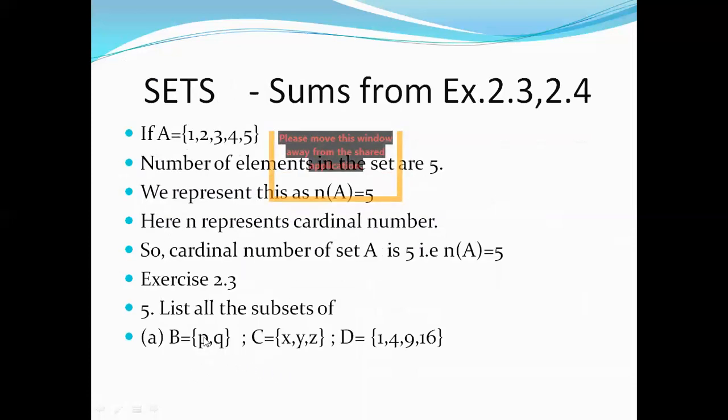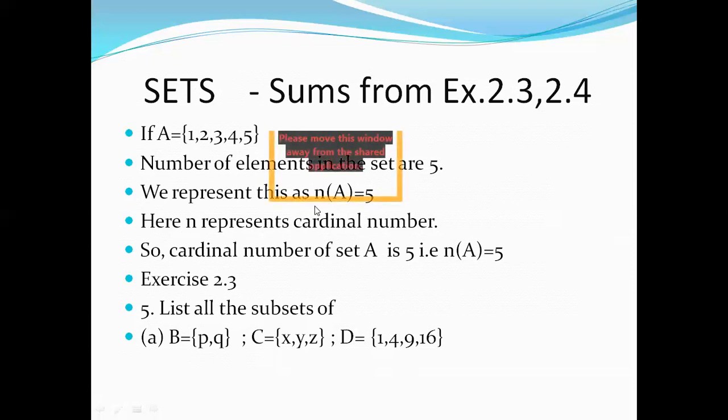Now see, A is equal to 1, 2, 3, 4, 5. Then here how many elements are there in this set? Total 5 elements are there. So this we can represent in another way, that is n. This small n, you see here, that is n of A. Here small n represents the number of elements of set A. This totally represents the number of elements of set A, that is equal to what here? 5, because there are 5 elements in the given set.